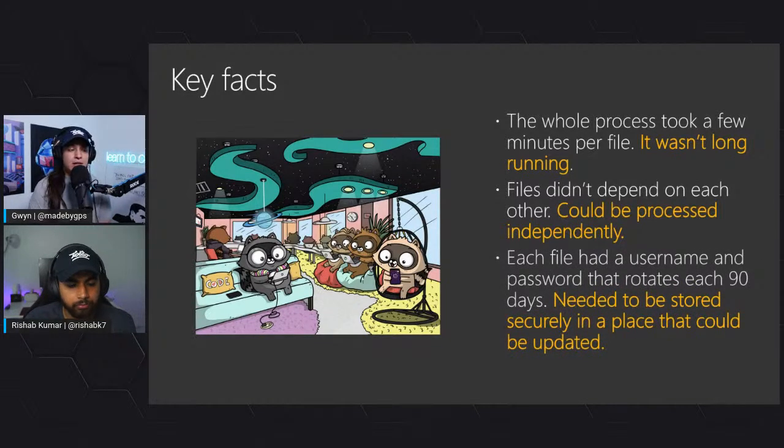Another key fact that I found out was that each file had a username and a password that rotates every 90 days. So whatever process I was going to create needed to be able to securely access these credentials. And these credentials also needed to be in a place where we could, in a streamlined way, update them, because they needed to be rotated every 90 days, right? So it was also important here.